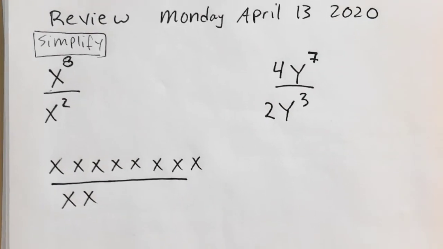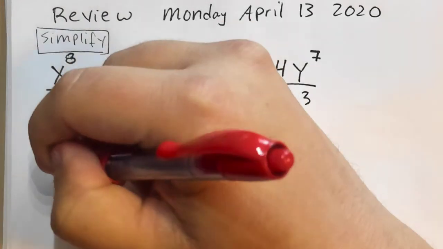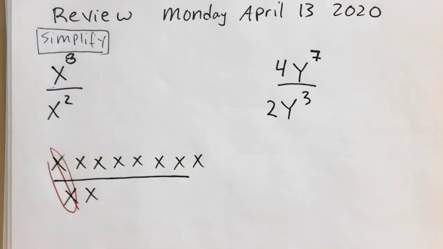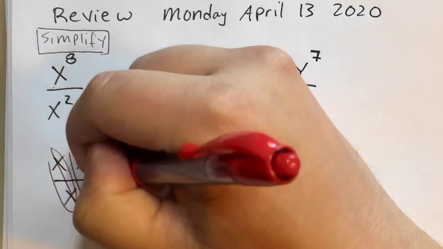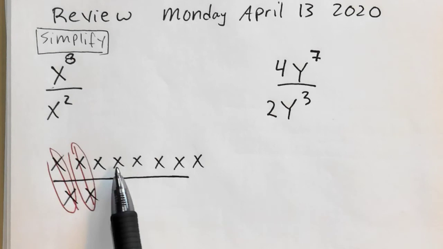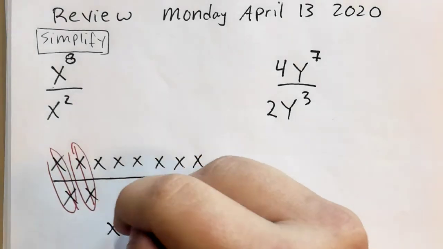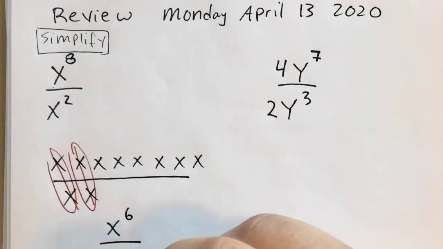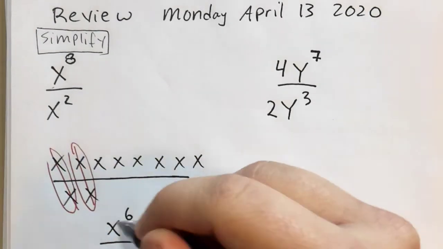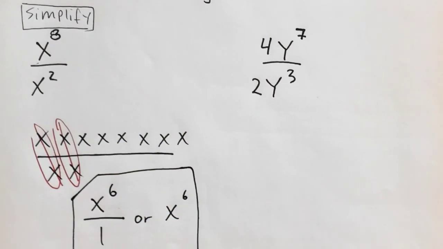Now that we made it this far, what we can do is cross out and cancel what we have that's the same. This x and this x on the top, those are going to cancel out, one on the top, one on the bottom. That'll make a 1 disappear. This x and this x, again, that'll cross out the x over the x. So what's left? We got 1, 2, 3, 4, 5, 6. So what we're left with is x to the 6 over 1, or x to the 6th. Either way will work.